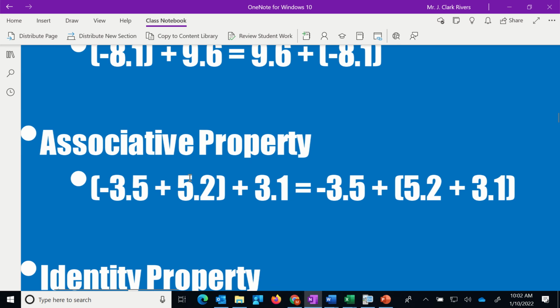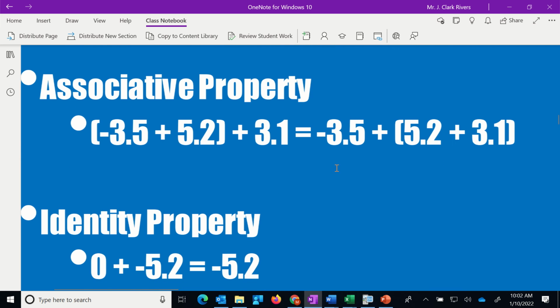So we can change our grouping here. Negative 3.5 plus 5.2 in a group plus 3.1. And now we change the group up. The order doesn't change though. Negative 3.5 plus, and now the grouping is 5.2 plus 3.1. So we can change the group.